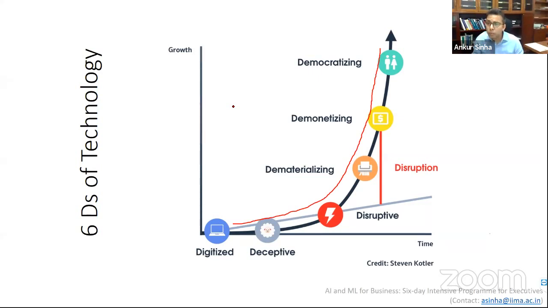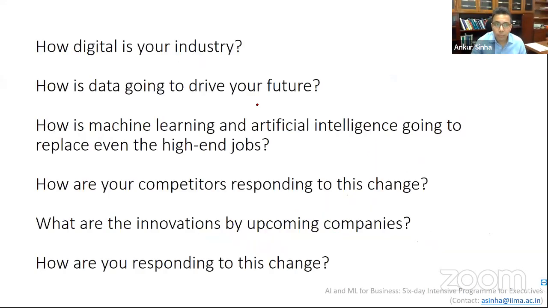I don't see a problem why in the next decade or a bit more, the cars will start operating in India as well if things are actually growing exponentially around us. So the key questions that I would like to put forward in front of you is, how digital is your industry? The industry in which you are working in, is it digital? How is data going to drive your future? Is your industry, is your company dependent on data? What is going to be the role of machine learning and artificial intelligence in your organization?